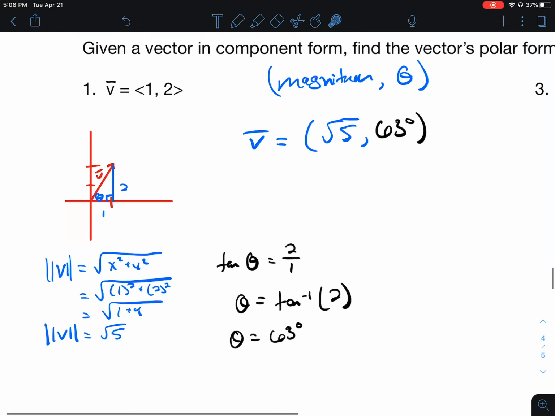So if I wanted to figure out where this point was in the coordinate plane, I could go right 1 and up 2, or I could have a radius of square root of 5 and then rotate that in this direction 63 degrees and put me at the same point.